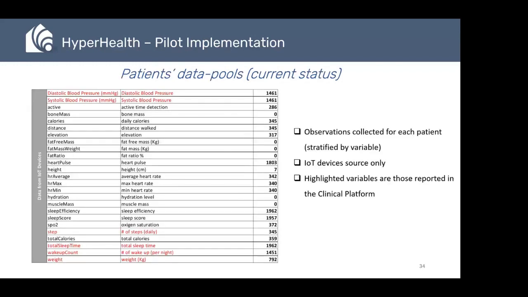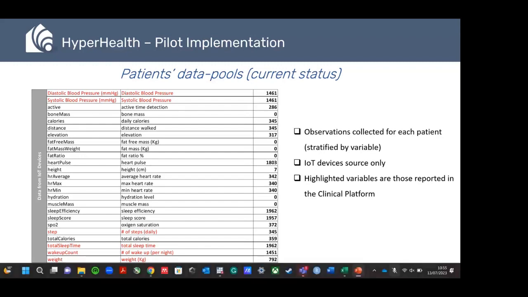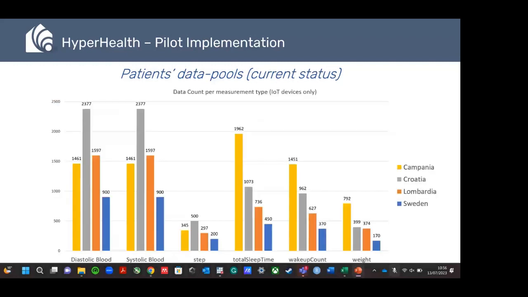Then I leave the word again to my colleague Jacopo to speak a little bit about the data that we are gathering. Yes, just a few last words on the data. As you can see here from this data sheet, these are the variables collected among all our patients, and on the right side, the total number of observations collected. These observations are coming only from IoT devices, and highlighted in red you can see the variables that are reported in the clinical platform.